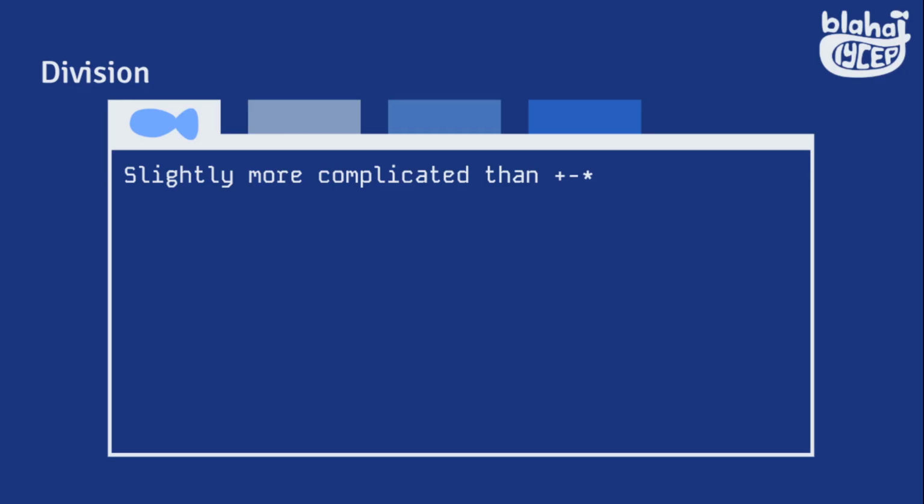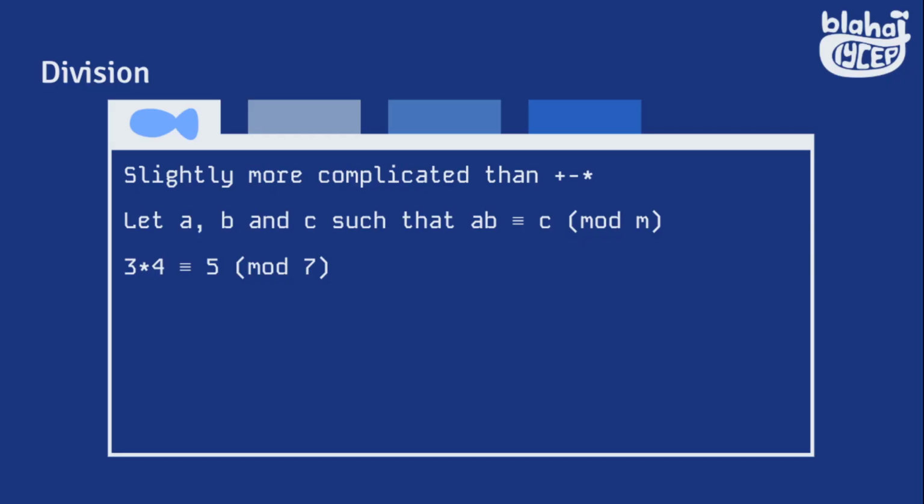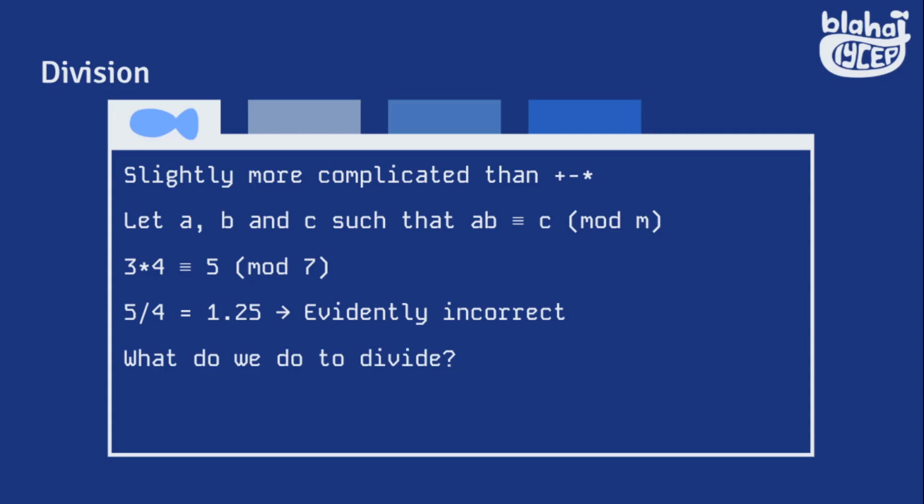Now we're moving on to division. I'll be illustrating with an example this time because it's slightly more complicated. Let's have a, b, and c. Let's say that a times b is congruent to c. As per the example, we have 3 times 4 is congruent to 5 modulo 7. And let's say we want to divide to get 3, but 3 is congruent to 1.25. I mean, that obviously doesn't make any sense, right? Because it's obviously not the case. And not only that, we cannot work with decimals in modular arithmetic. So that begs the question, what do we do to divide?